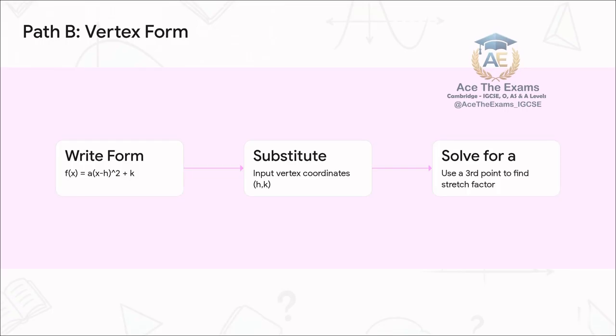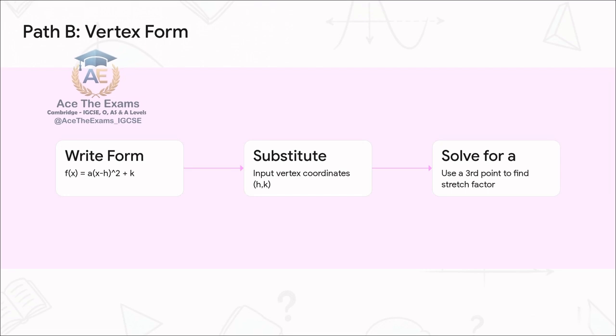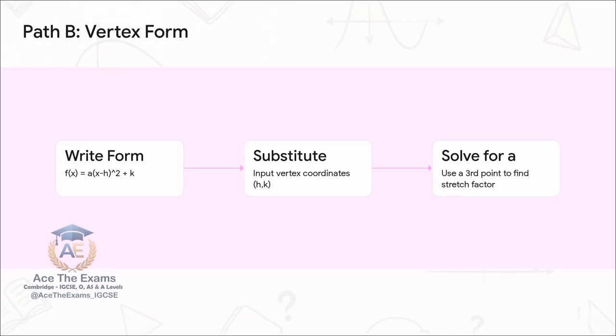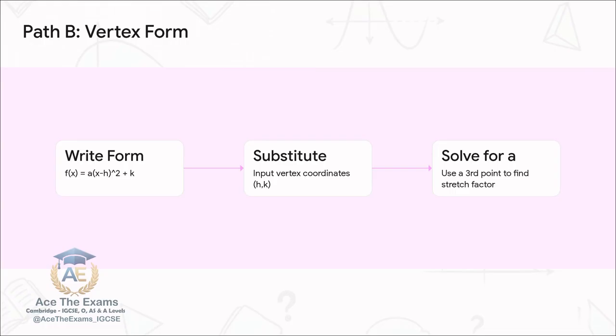Simple enough. But remember our trap from earlier? Step 3. You must substitute a third point to find that stretch factor a. Let's say the graph also passes through (-1, -25). You plug those right in. -25 equals a times (-1 - 2) squared plus 2. After doing the quick algebra, you discover a equals -3. The logic here is completely identical to Path A. It's only the initial framework that changes.